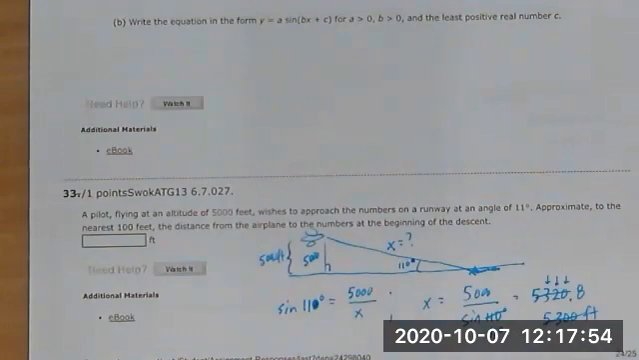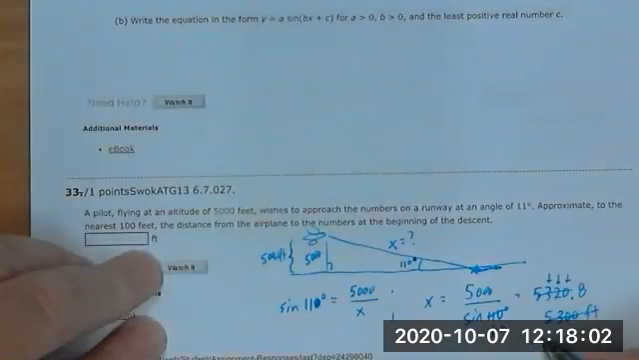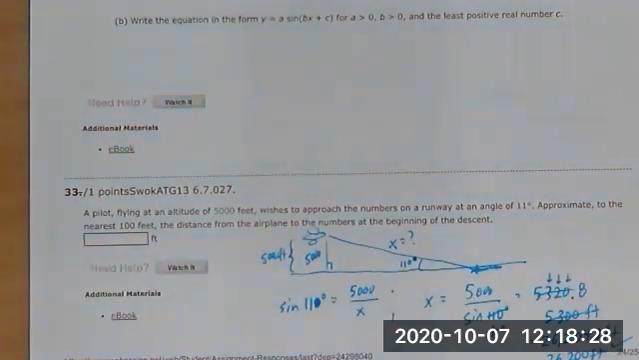Let's take the sine of 11 degrees. All right, so now we're going to get 26,204.2. If they want it to the nearest 100 feet, I think it's just 26,200 feet. And that is correct. All right, so there you go. Those are the kinds of problems you'll probably see on the test. So work through those and you'll be in good shape.